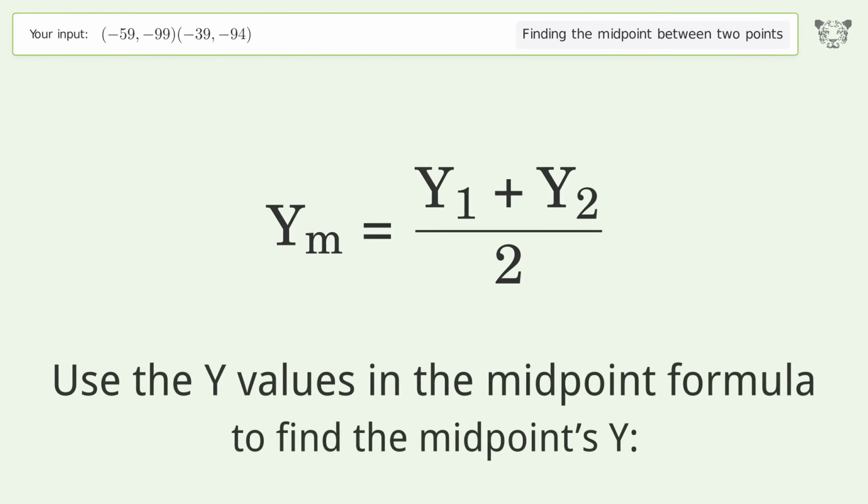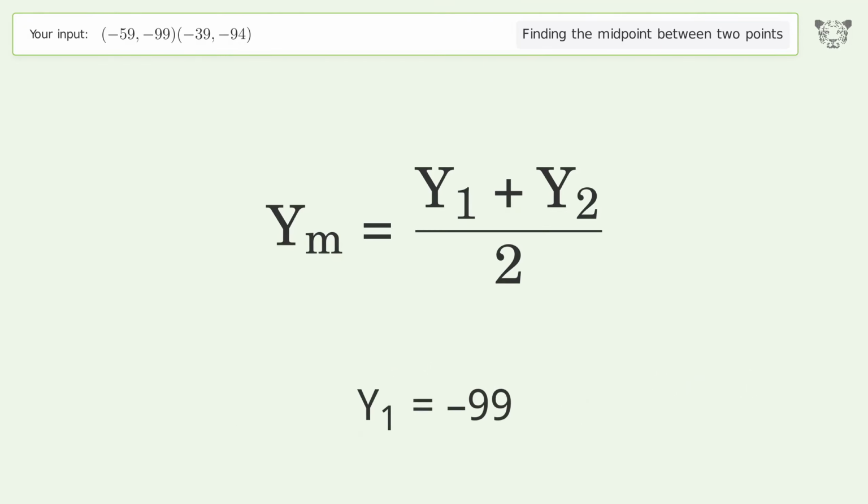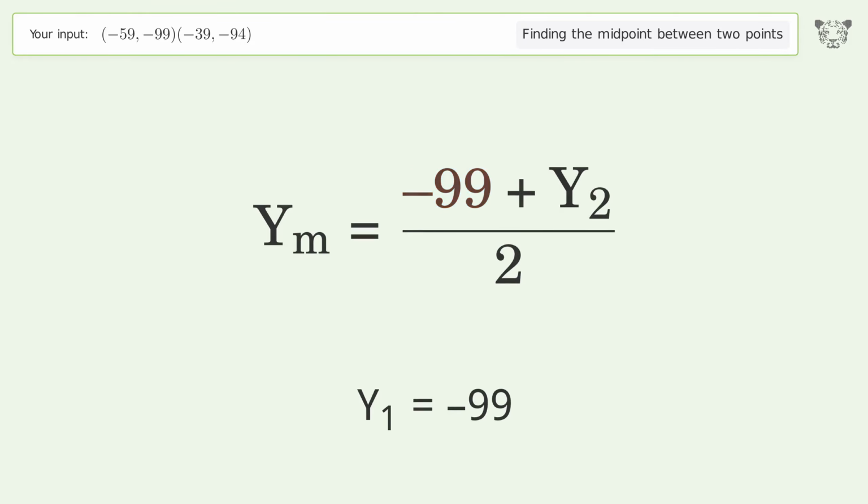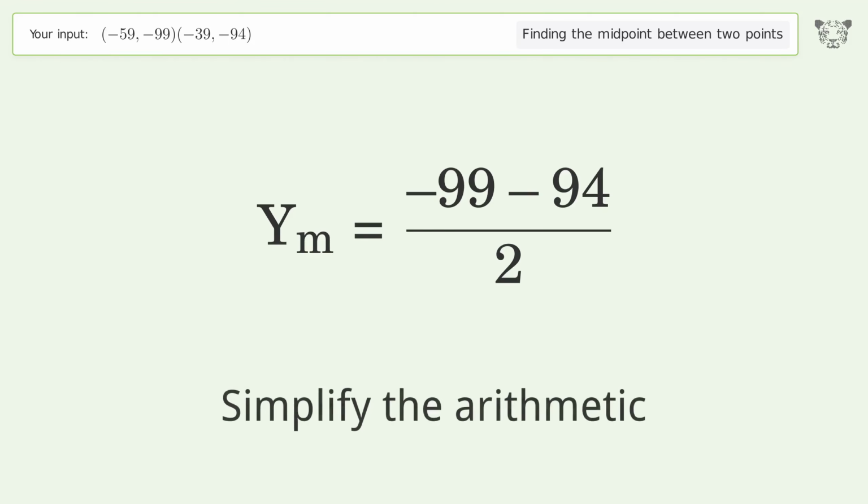Use the y values in the midpoint formula to find the midpoint's y. y1 equals -99. y2 equals -94. Simplify the arithmetic.